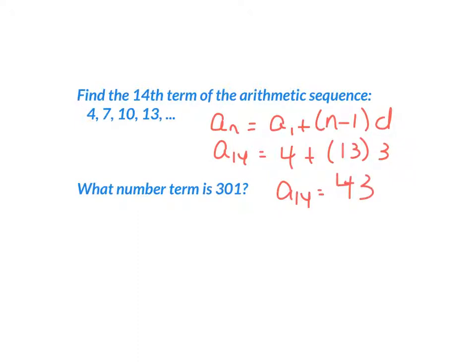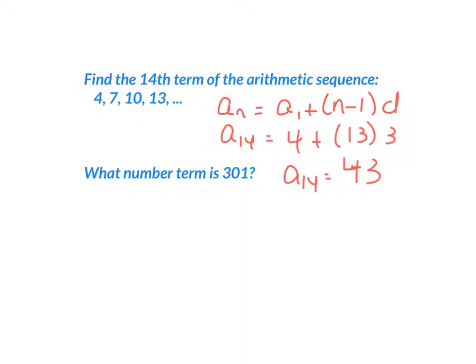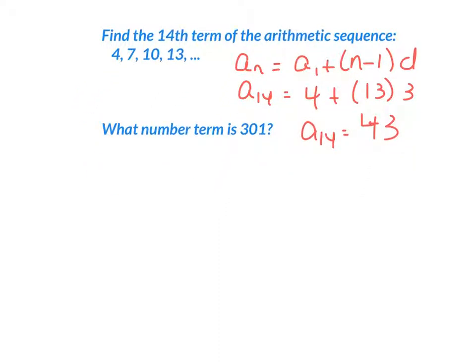If you wrote out all 14 terms, you're eventually going to get to 43 by the time you get to the 14th one. Okay, they're also going to have you go backwards. And they're going to say, okay, what term number is 301? Remember, term number is n. So they're asking you what n is. Here's what I know.